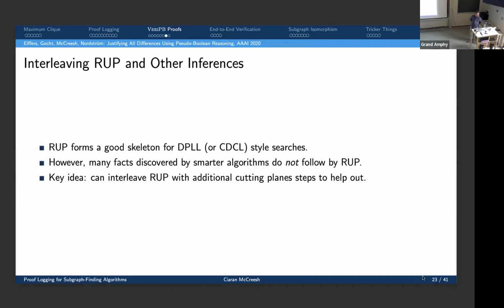And I just want to come back to this key idea that reverse unit propagation forms a really good skeleton for DPLL and CDCL style searches, which a lot of solvers do, but they interleave it with stronger reasoning than some solvers. And it turns out that being able to interleave cutting plane steps with RUP gives you this really powerful framework for justifying a very wide range of solver behavior.